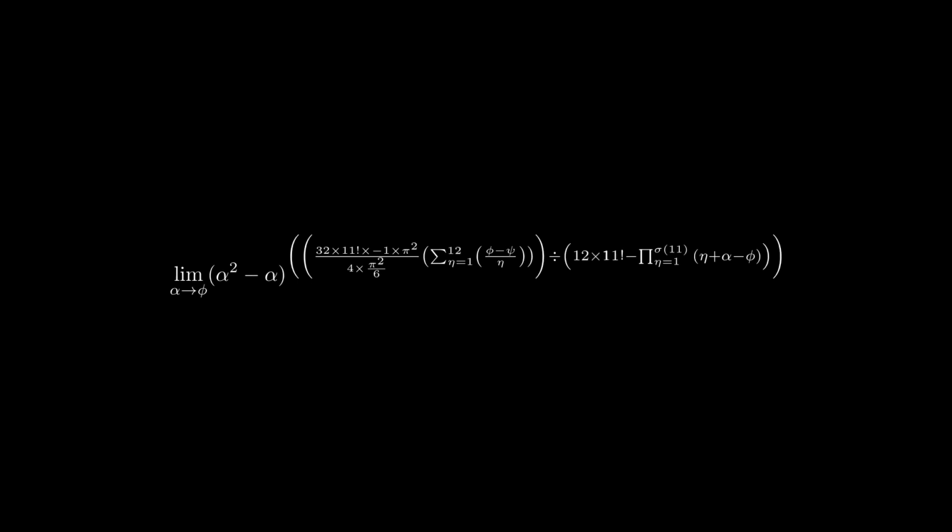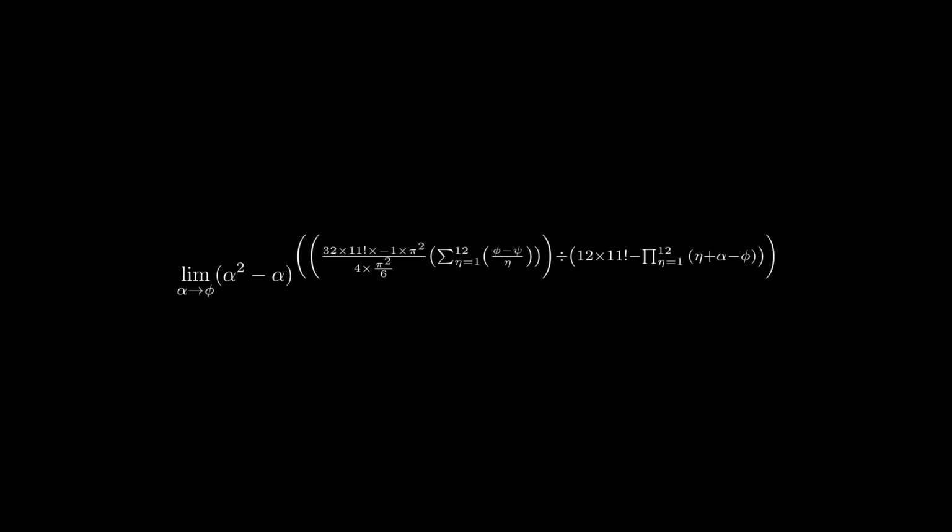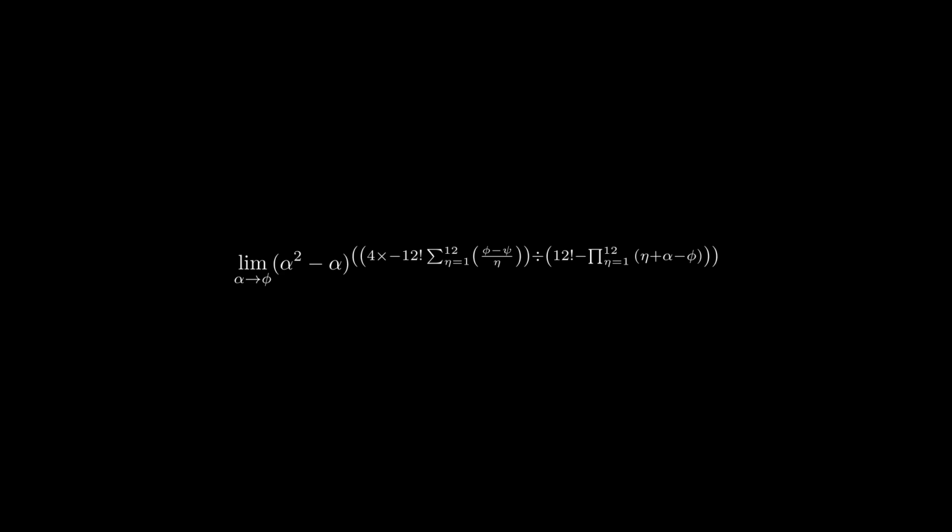Phi of 21 is 12. We use this twice. Gamma of 12 is 11 factorial again. And finally, sigma of 11 is 12. For now, we'll leave phi and psi as they are, as this allows us to use some identities involving them later in the limit. Now, let's reduce this fraction a bit.